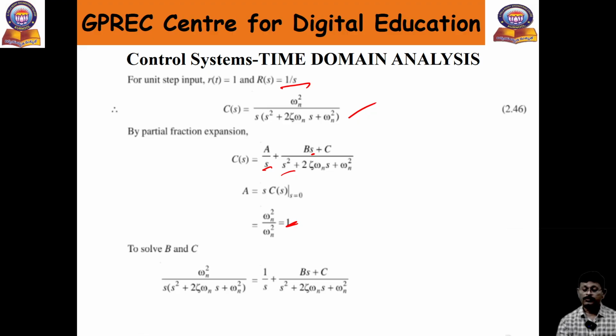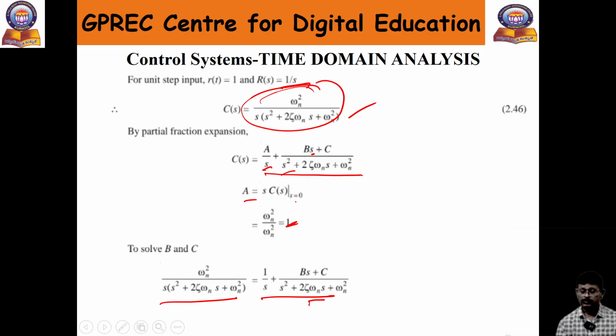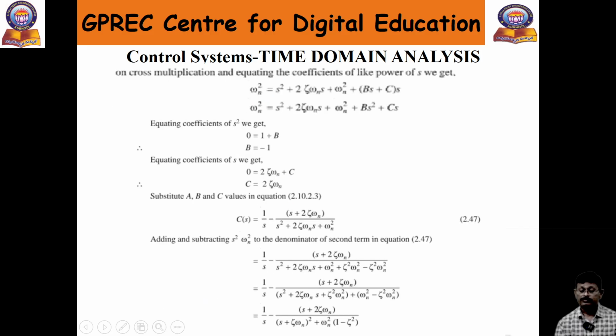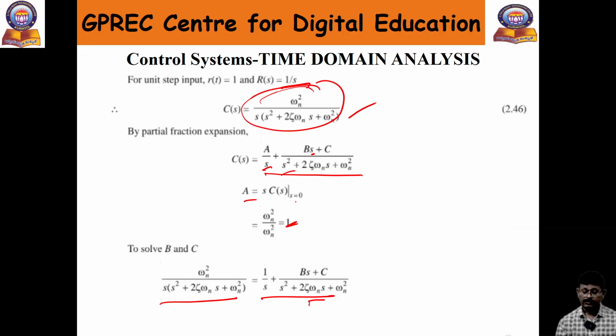Now compare with the standard equation, LHS and RHS, to find the values of B and C. Take the same transfer function and apply partial fractions to find the constants. A equals 1, already obtained by substituting s equals 0. So we have 1 by s plus Bs plus C over s square plus 2 zeta omega n s plus omega n square. To find B and C, compare the LHS and RHS: omega n square equals s square plus 2 zeta omega n s plus omega n square, plus Bs plus C. Now what do we do here? Cross multiplication.